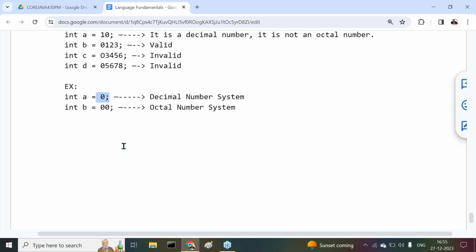Here only a number is provided, no prefix. So without any prefix, if you provide a number, by default that number is in the decimal number system. If you provide double zero, that means the first one is the prefix and the second one is the direct digit, so this is the octal number system. If you provide only 0, then this is the decimal number system. This is the analysis, understand it clearly.